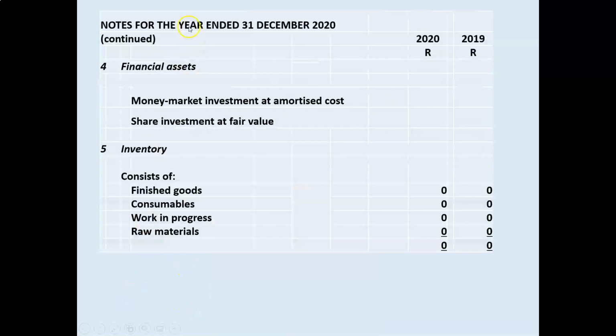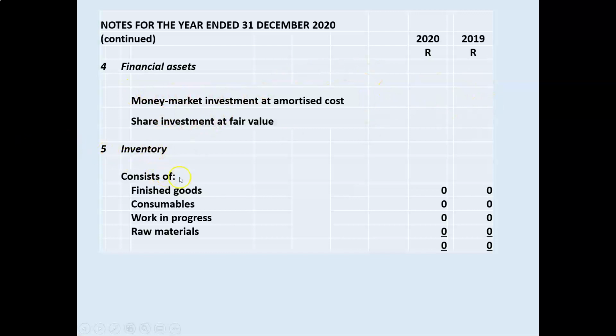Okay. Notes for the year ended 31 December 2020, financial assets. Whatever your financial assets are, money market investment at amortized cost, share investment at fair value, whatever your financial assets are, we've done listed investments, investments in listed companies, unlisted companies, things like money market investments, fixed deposits which have expiry date longer than 12 months after the financial year end, and you know that you have to disclose that.